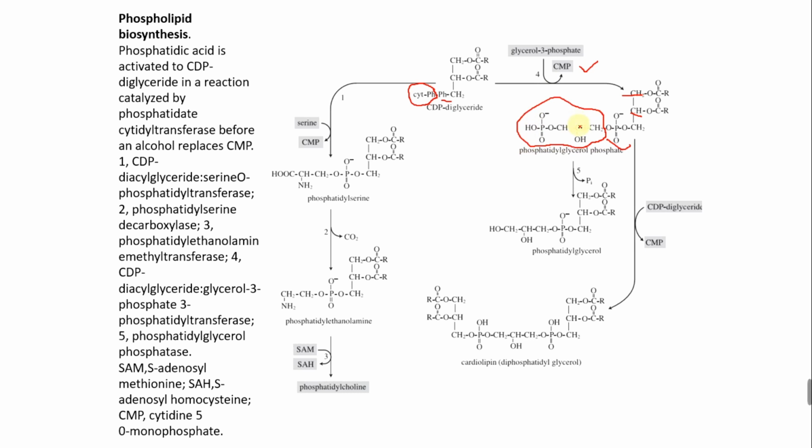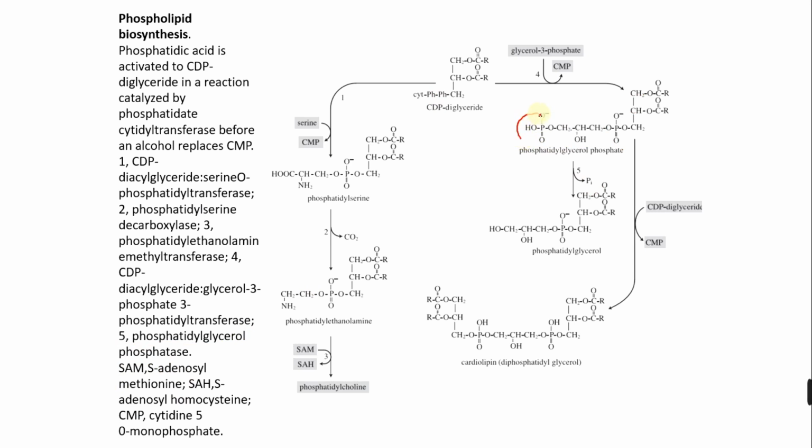So this glycerol 3 phosphate is attached by the removal of CMP, and phosphatidylglycerol phosphate is formed, and the phosphate is going to be liberated. Phosphatidylglycerol is formed by the removal of phosphate by the fifth enzyme. The fourth enzyme is CDP-diacylglycerol glycerol 3 phosphate phosphatidyl transferase; phosphatidyl transferase is the name of the enzyme. The fifth enzyme is phosphatidylglycerol phosphatase. Phosphatase means the removal of phosphate, so this phosphate is going to be liberated.